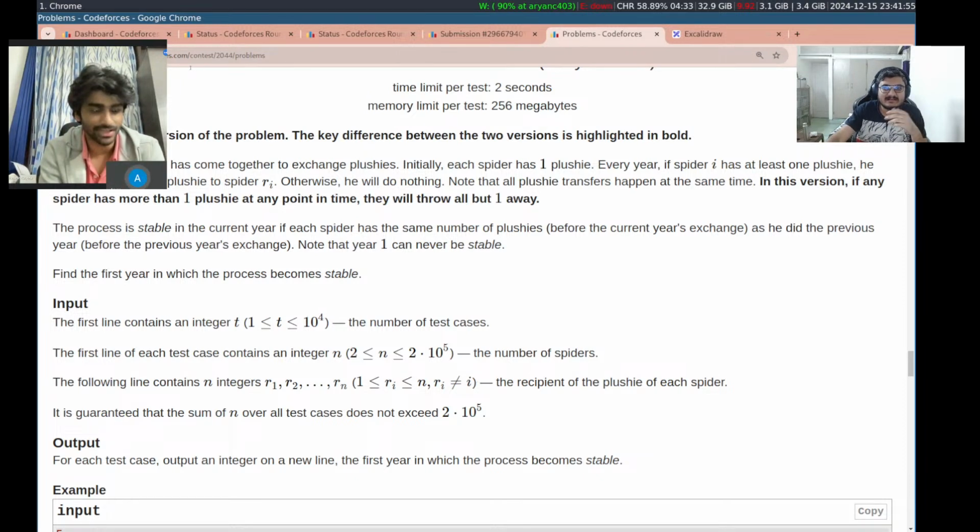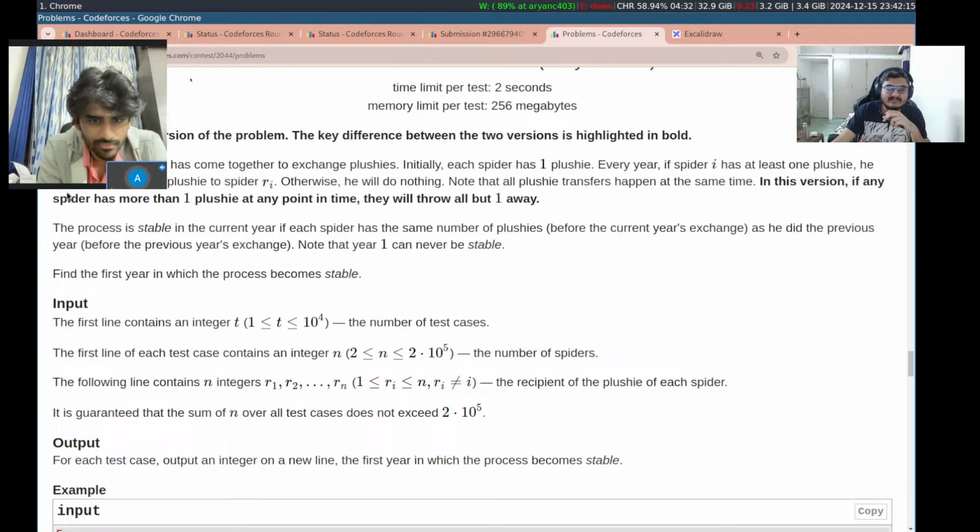Let's probably just read the problem once. A group of n spiders have come together to exchange plushies. Initially, each spider has one plushie. Every year, if spider i has at least one plushie, he will give exactly one plushie to spider r_i. Otherwise, he will do nothing. Note that all plushie transfers happen at the same time.